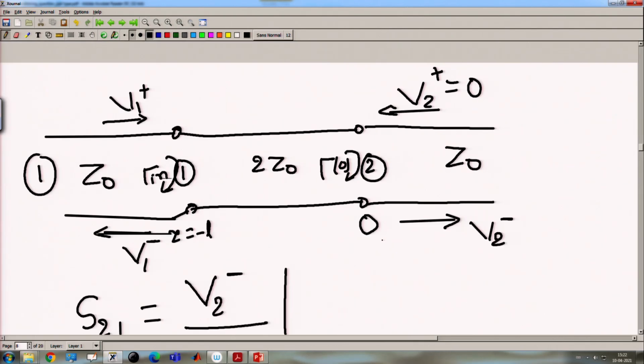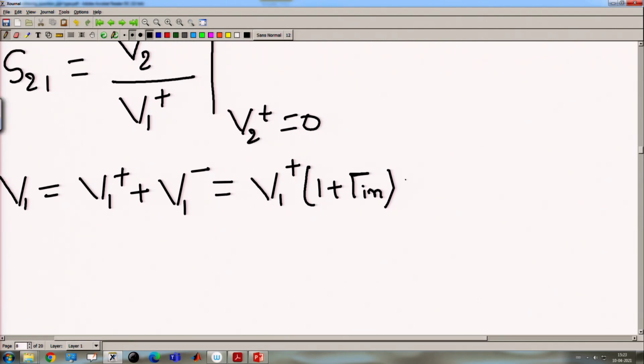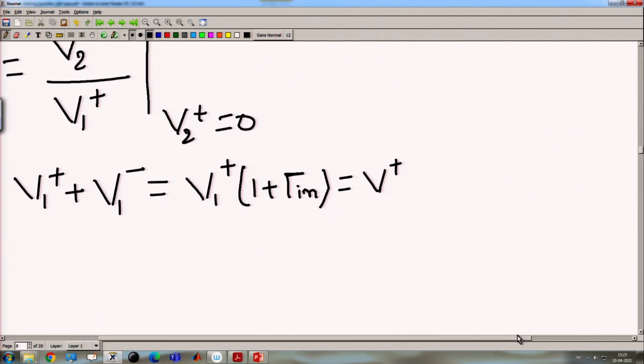For any transmission line, if the voltage on this side is V plus and on this side is V minus, in terms of L we can write V1, at Z equal to minus L, as V plus at Z equal to minus L. That is why it is e to the power j beta L minus 1/3, because the reflection is minus 1/3 for Z naught and 2 Z naught, times V plus e to the power minus j beta L. This is the total voltage at port 1 in terms of L.